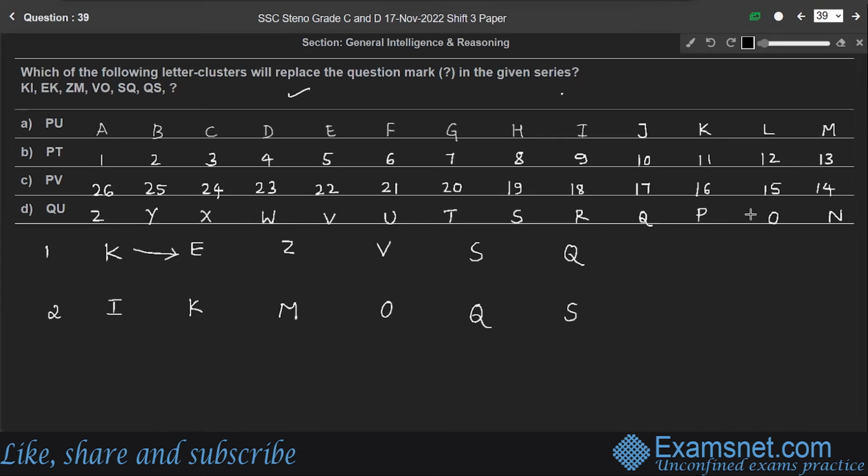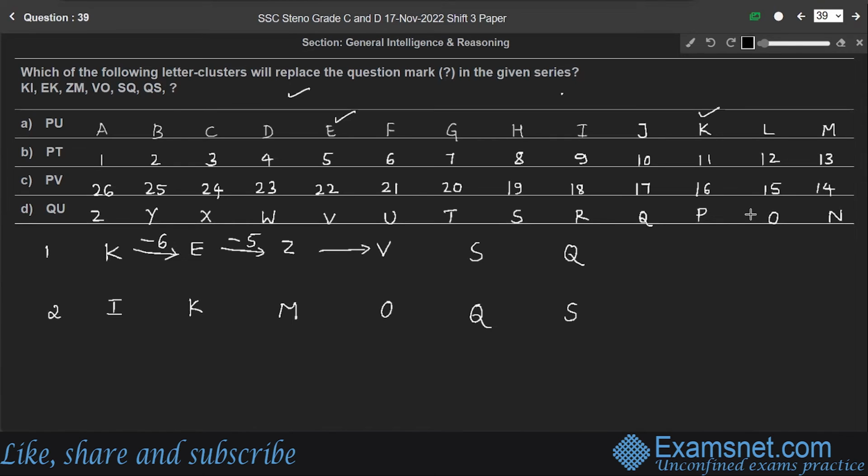According to the positional value, K is 11 and E is 5, so I can write K minus 6 as E. We'll consider the next letter, which is Z. Since E is 5, I can write E minus 5 as Z.